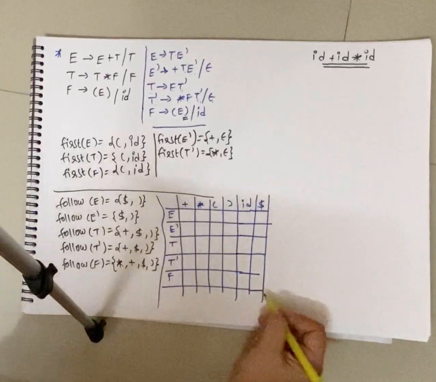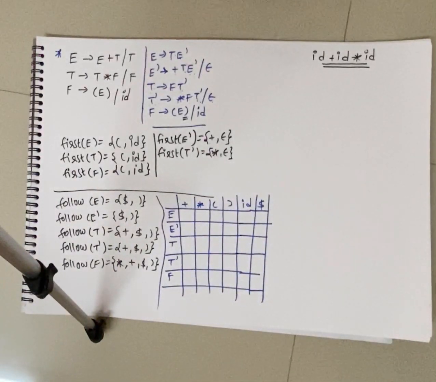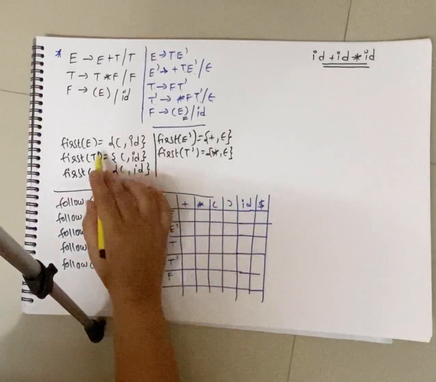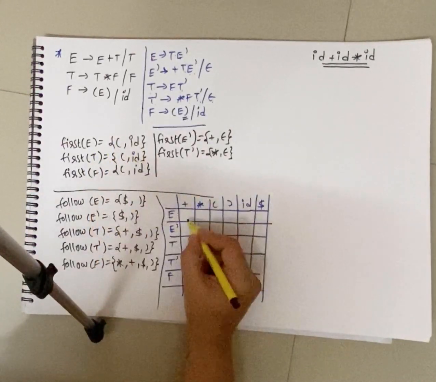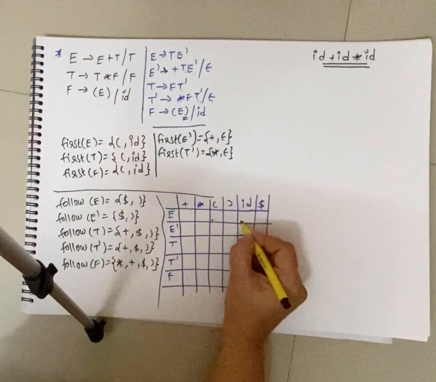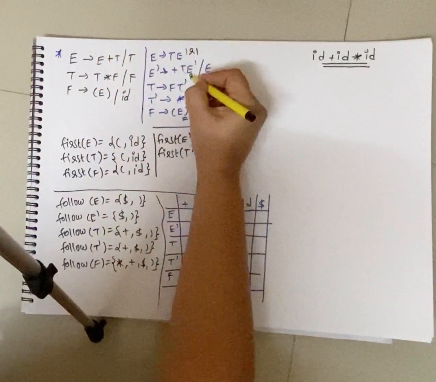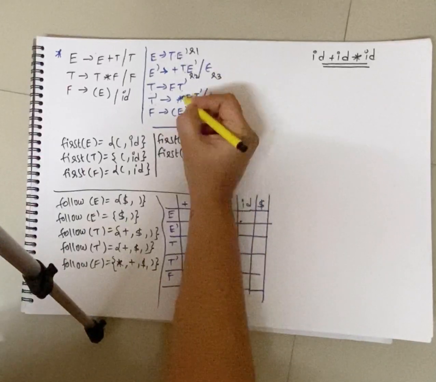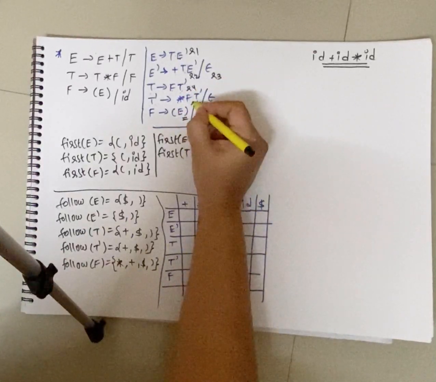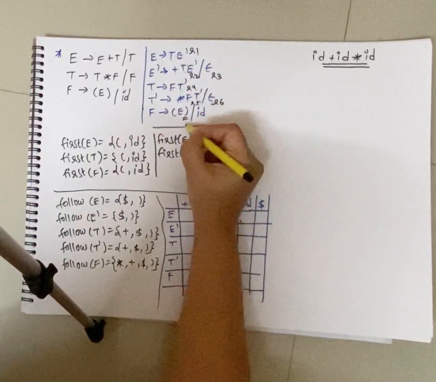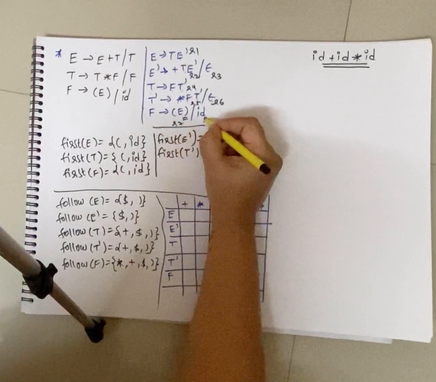Okay, so this is how I have created the table. I'm going to quickly place the values over here. For making the value in the row of E, I will observe follow of E, that is opening bracket and ID. So opening bracket and ID. So there are two, let me number the rules. This is R1, R2, R3, R4, R5, R6, R7, R8.